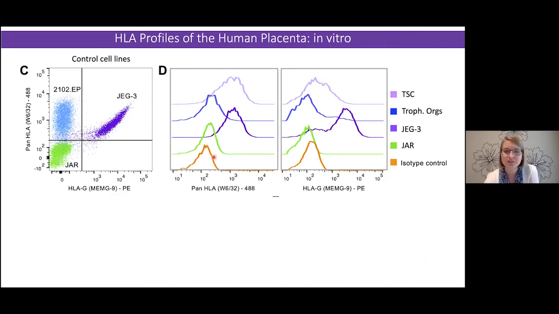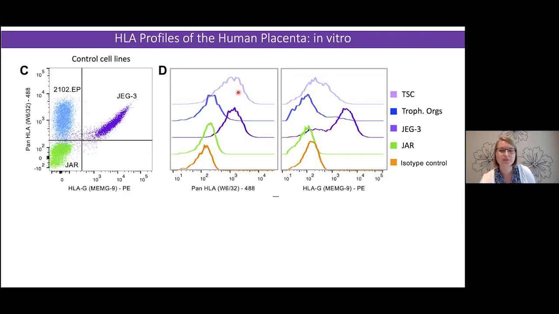So just to show the controls here, you're looking at the isotype control in orange for these class 1 markers, and the JAR cells show up in green as negative for both class 1. And then here again, the JEG cells show up as double positive. And when you look at the trophoblast organoids, they are negative for all class 1 as well. And so this is really nice because that's what you should have in villous-like trophoblast.